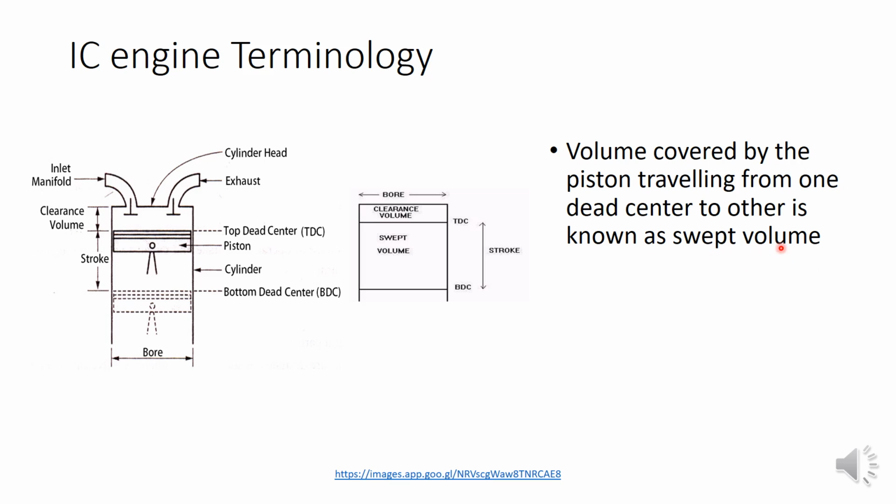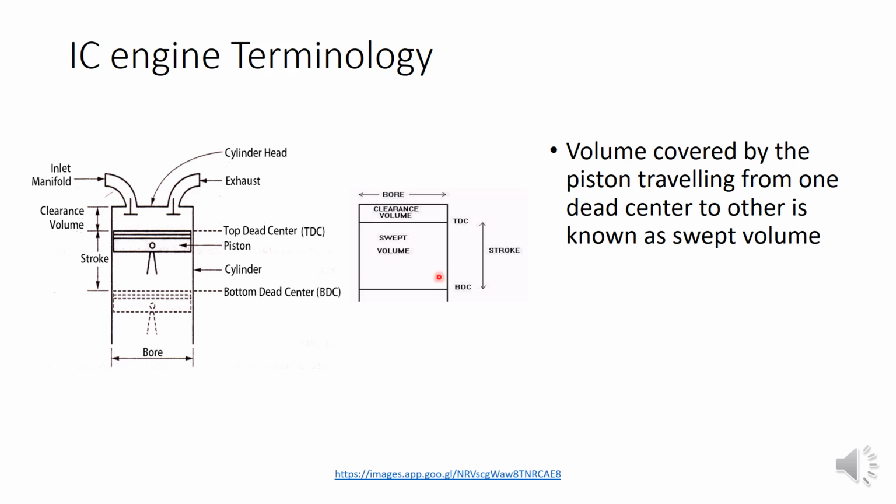Normally it is represented in cubic centimeters, or in some vehicles in liters. For example, for a larger vehicle like the Innova, it will be Innova 2.3, which means 2.3 liter is its swept volume. So what is swept volume?